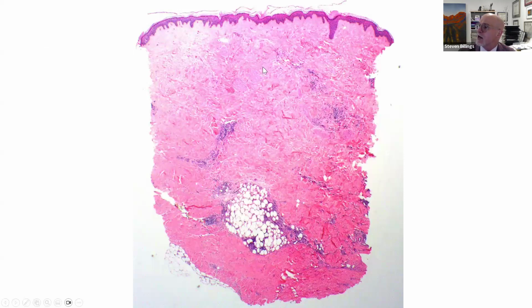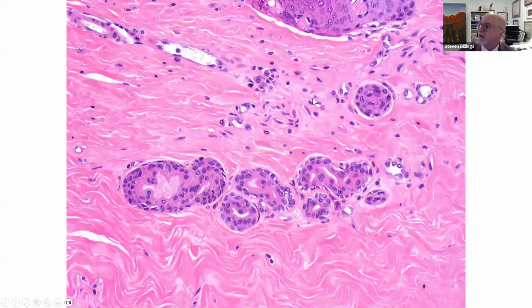Notice that we don't have the normal spaces between the reticular dermal collagen bundles. And you can see how it's starting to advance into the subcutis and impinge on the subcutaneous fat. And then there's a mild perivascular lymphoplasmacytic infiltrate that we can see at higher power here.